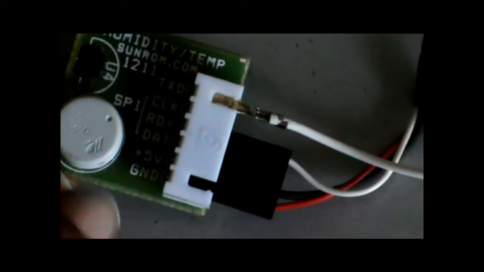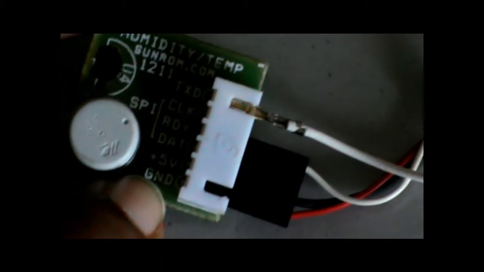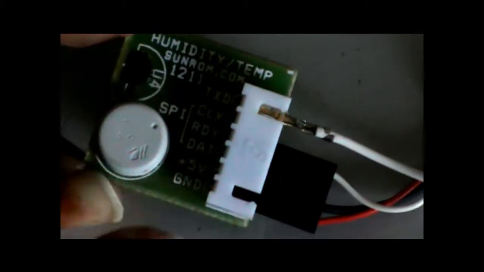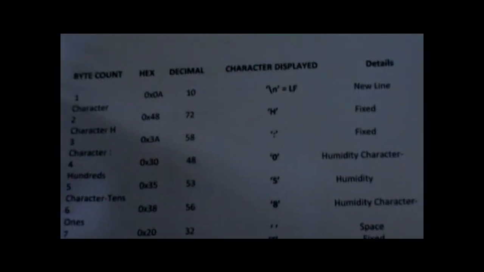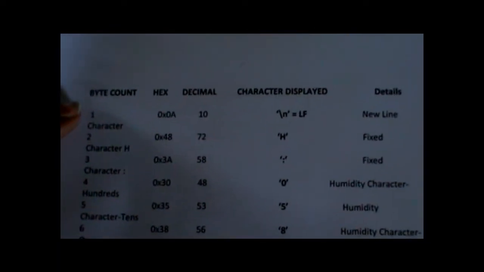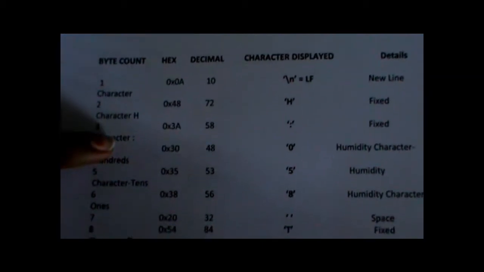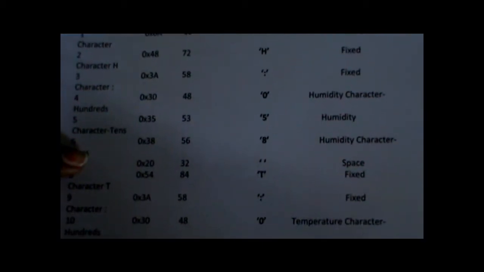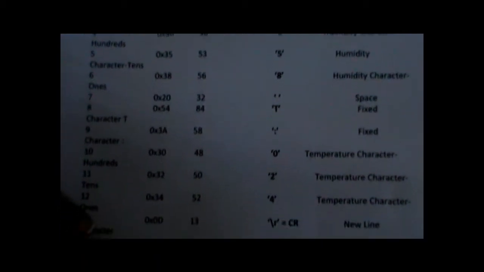In the serial interface, we will use only 3 pins: supply voltage, ground and transmit data pin. It can be connected to the DAC board using one 2-pin wire and one 1-pin wire. It will send the data in the particular pattern as shown here. First it will send a new line character, then humidity, followed by space, then temperature and carriage return.